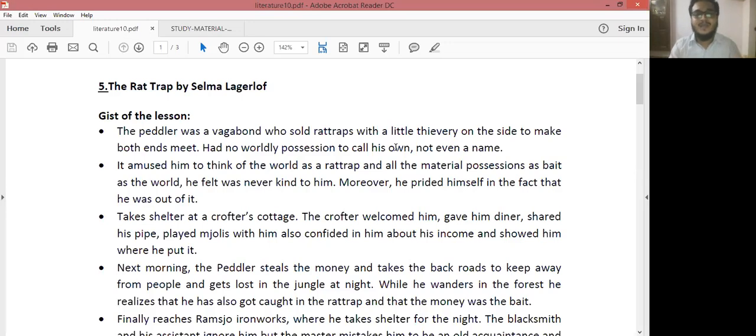Here I am not going to discuss those introductory ideas, but I'll be doing the flashback. I'll just be collecting the information, whatever I've shared with you, through which you will be activated with this information. So, The Rattrap by Selma Lagerlof. The title Rattrap directly suggests something related to a rat and where a rat is going to get trapped. The chapter title suggests that it is related to some rat and where the rat gets trapped.